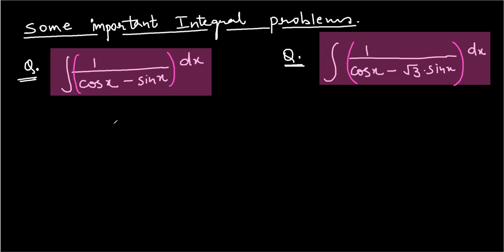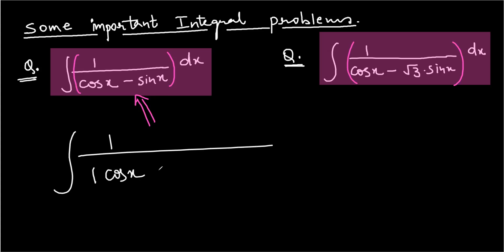That depends on you, but I will prefer the method which I'll let you know. So let's first begin. Suppose I'm working on this particular problem. I can take it as 1 upon cos x minus sin x dx. So I can consider this problem to be of the type 1 upon a cos x plus b sin x plus c, and what is c here? c is 0.